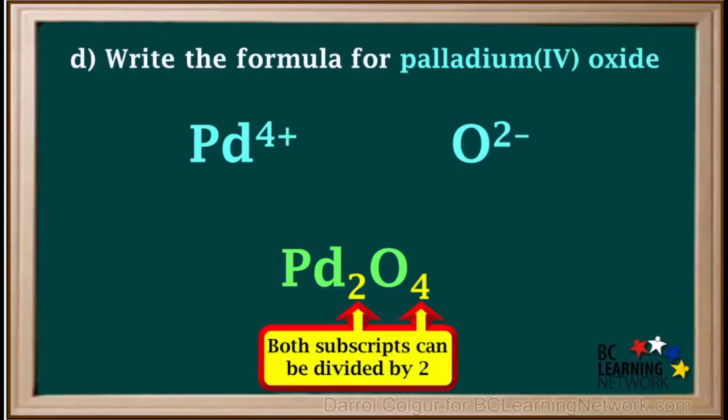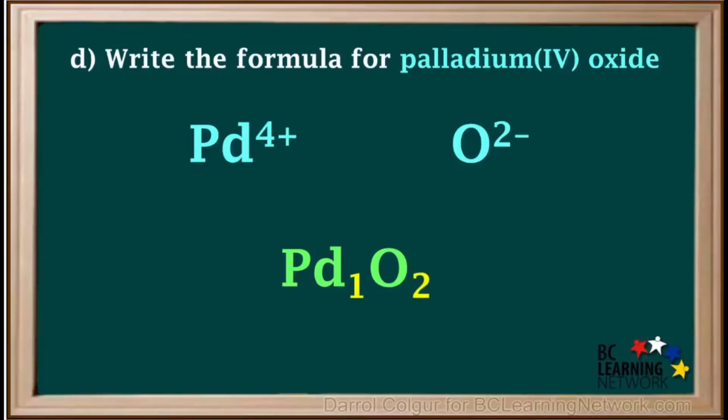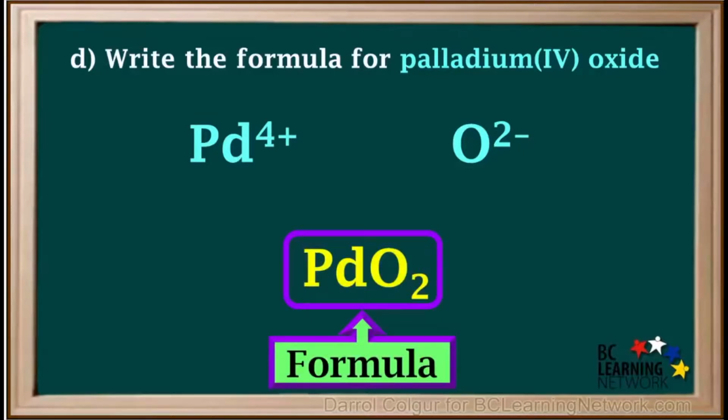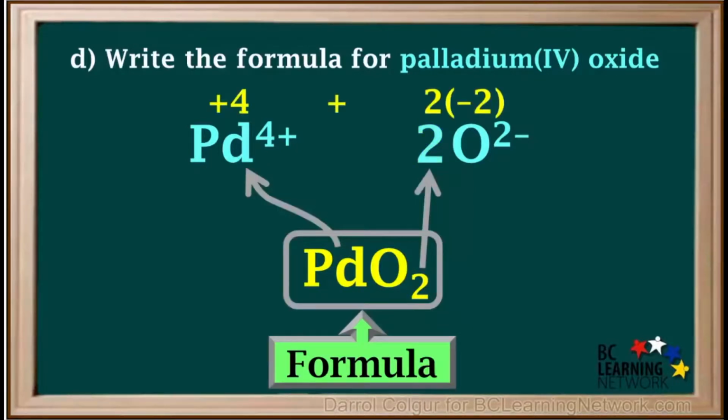But we see that both of the subscripts 2 and 4 are divisible by 2. So we simplify by dividing the 2 and the 4 both by 2, giving us 1 and 2. We remove the subscript 1, leaving us with the formula PdO2, which we'll compact and state as the final formula for palladium 4 oxide. Checking charges, we have 1 Pd4+ ion and 2 O2- ions. So the total charge is +4 plus 2 times -2, or +4 plus -4, which is equal to 0. So PdO2 is the correct formula for palladium 4 oxide.